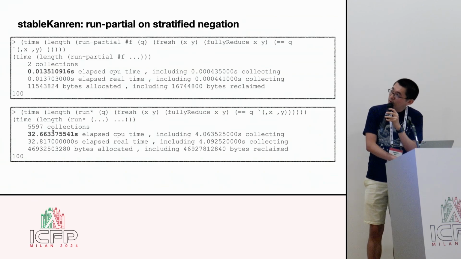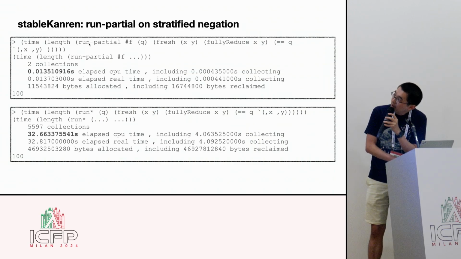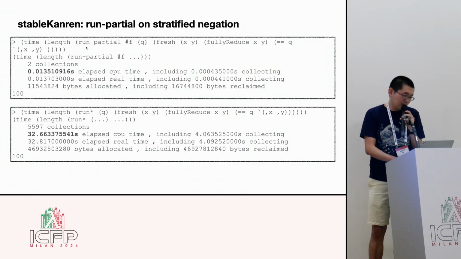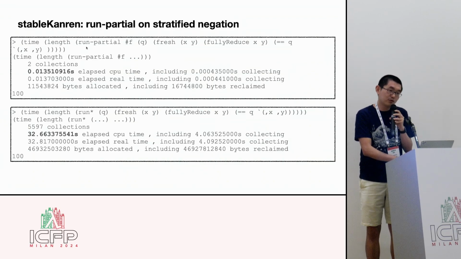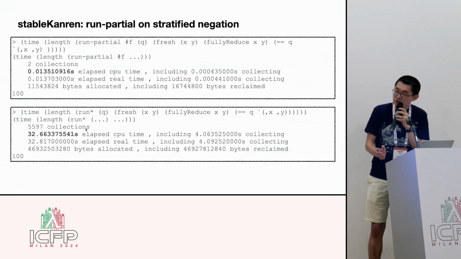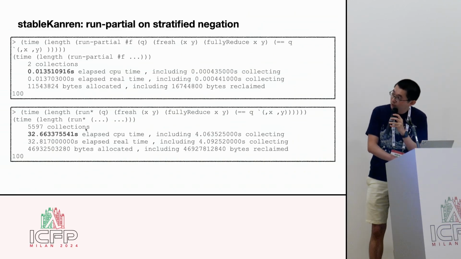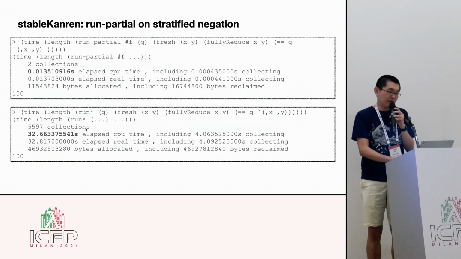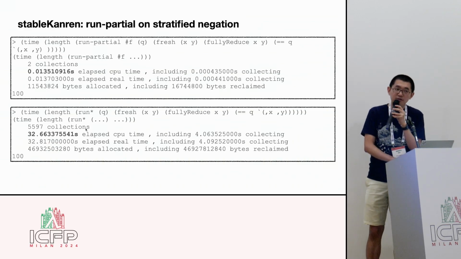If, on the same problem instance, we use run partial on the final SCC problem, it takes like 0.01 seconds to get results. But if you use the run interface to do the complete checking to be 100% sure, the answer is still the same, but it spends like 32.6 seconds. So this means run partial can also work on this kind of stratified negation, right?